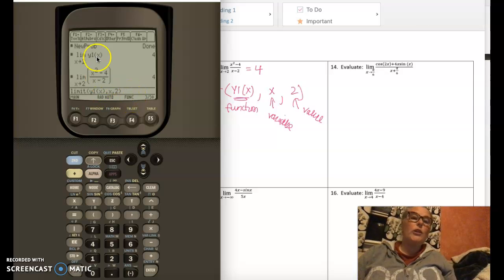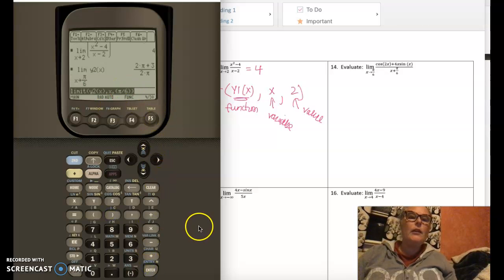Or I could have just started over and used the calculus button, F3, and picked limit again. Now I already have this, so I'm going to change this to y2 up here. I'm editing that. And it's not going to be 2, but it's going to be pi over 6. So start parenthesis, pi again was over here, divided by 6, end parenthesis for the fraction, and it's already ended the parenthesis for the limit. Hit enter, and there's my value.